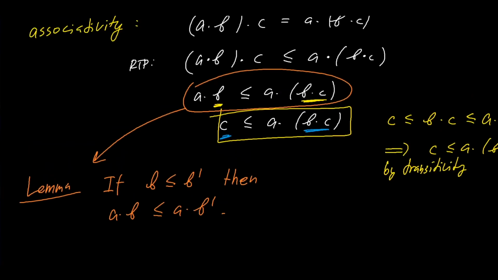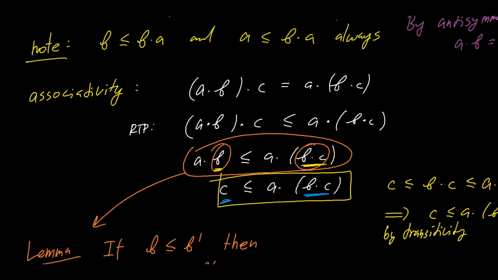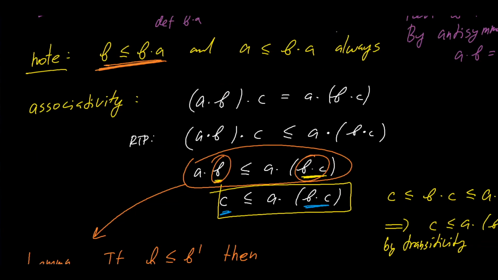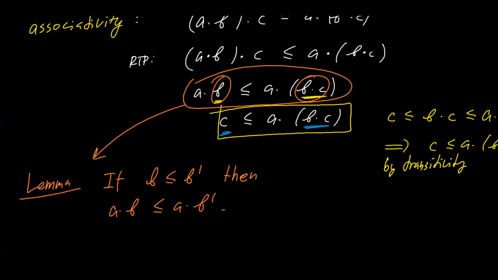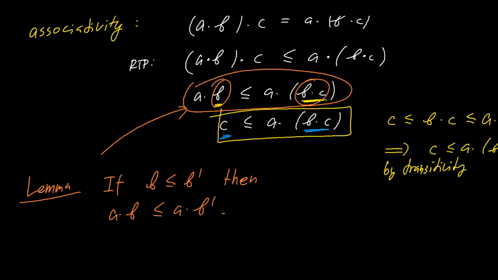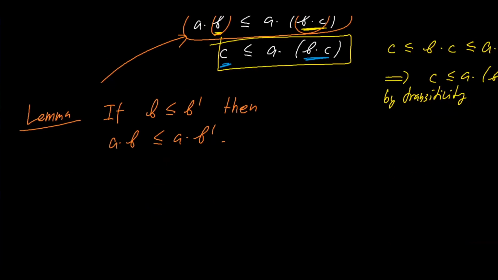How will this lemma be useful? Well, we do know that B is less or equal to B dot C, because of this idea here, right? B is a factor of that, so that's by the note. And then we just apply the lemma in the case when B prime is B dot C. So the lemma will then give us the result we want directly, right? So it just remains to prove the lemma. But the lemma will be proved very easily, as you will see.